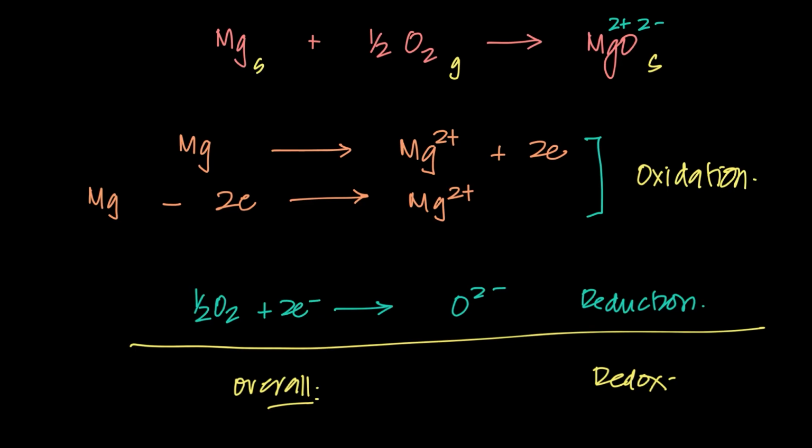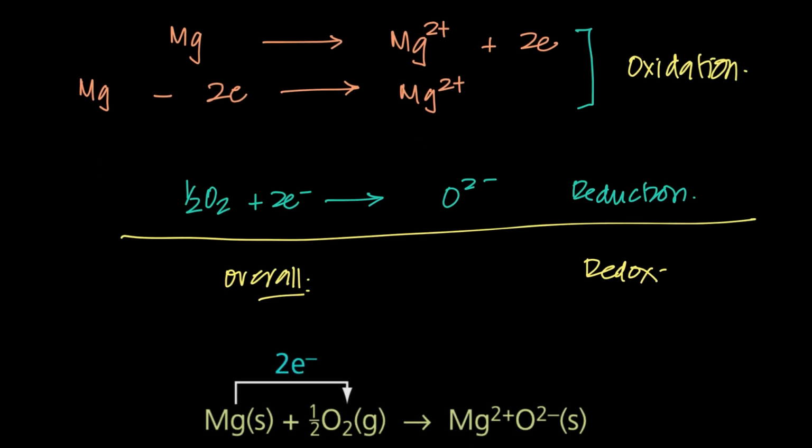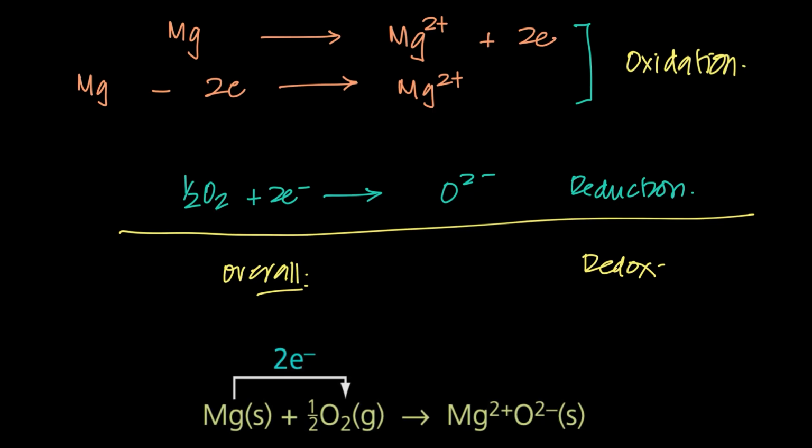And you can write it as a summary also, and I'll just show that to you. You can just scroll down. This is how you can write the overall reaction. Magnesium becoming magnesium oxide, it's giving away 2 electrons to oxygen. So oxidation, reduction. Yeah, this is one example.